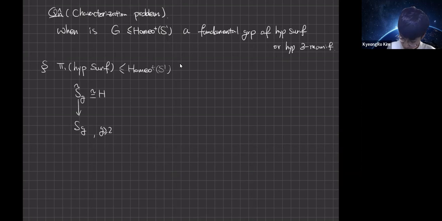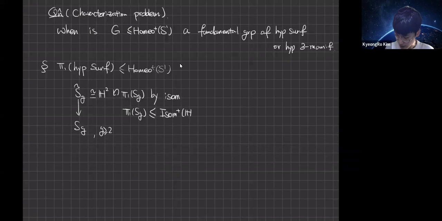we can identify the universal cover with the hyperbolic plane, and also the fundamental group of the surface, pi1 SG, acts by hyperbolic isometries. This implies pi1 SG is a subgroup of PSL2R, the isometry group of the hyperbolic plane, which is equal to PSL2R.